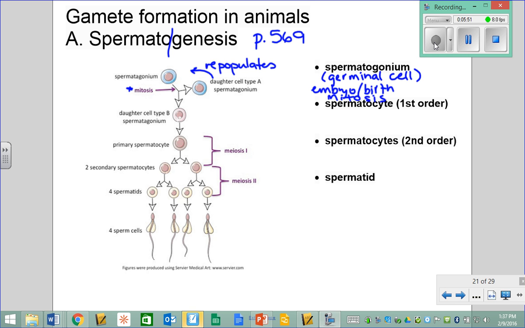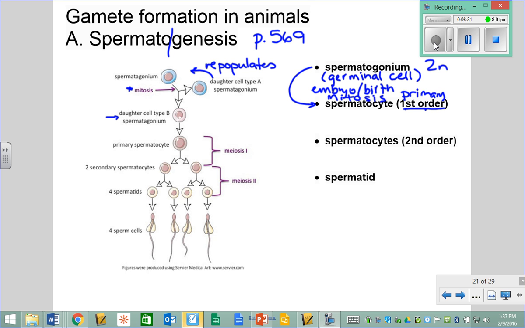The other daughter cell from mitosis will continue on and become what is called a spermatocyte. We can say first order or we can say primary. It would be the same thing. So the spermatogonium will eventually become the spermatocyte. Spermatogonium is just undergoing mitosis, so nothing fancy is happening with its number of chromosomes. A spermatogonium would be diploid.